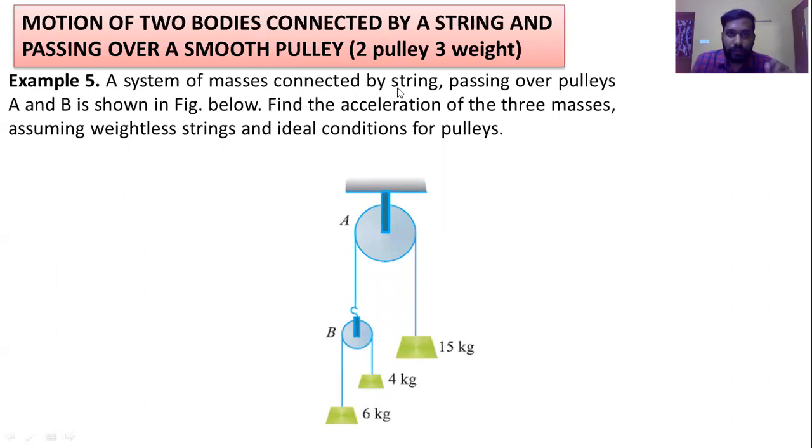A system of masses connected by a string passing over pulleys A and B is shown in the figure below. Find the acceleration of the 3 masses, assuming weightless strings and ideal conditions for the pulleys. Ideal condition means frictionless pulleys, and also the string is not stretchable.